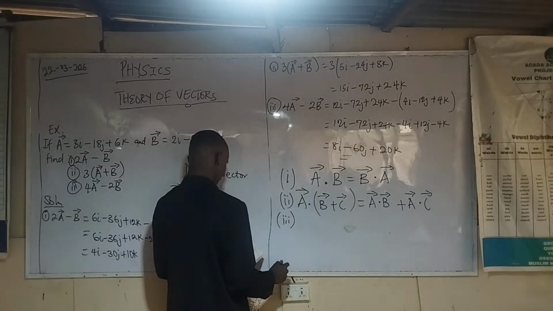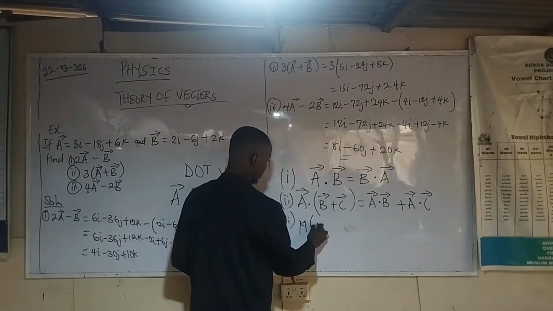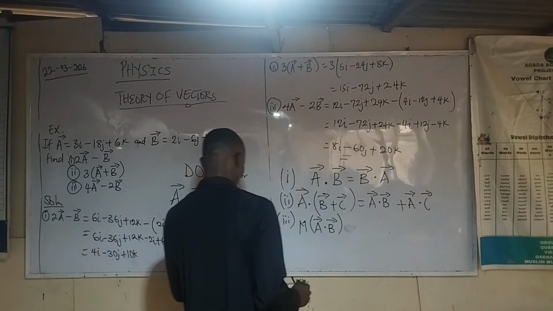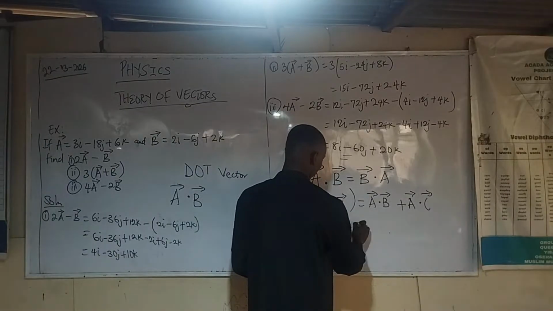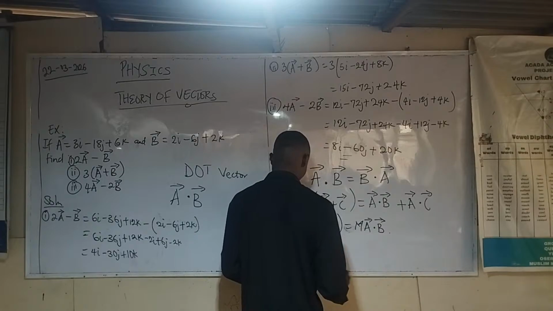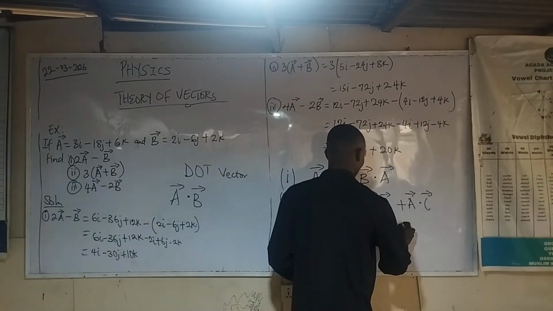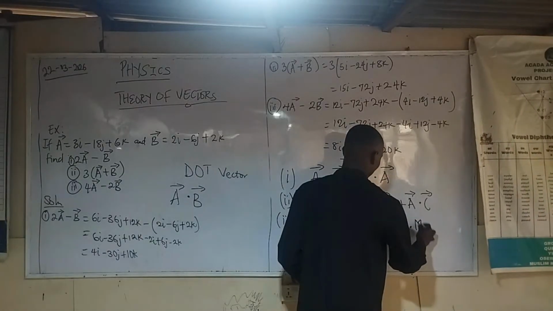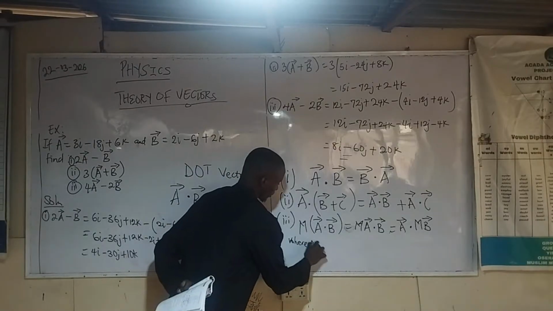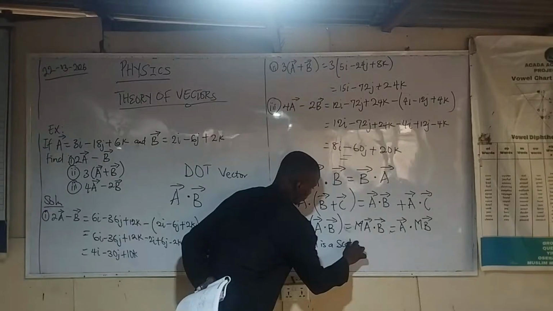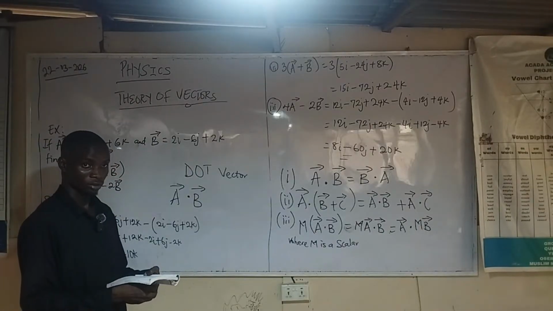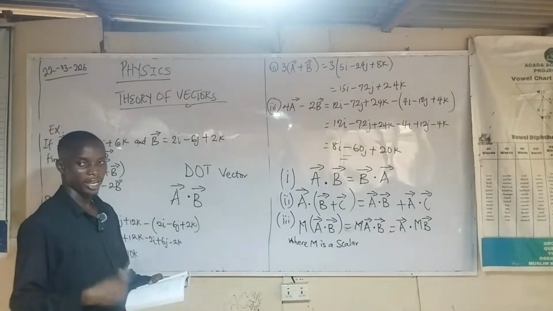Then the last one, there is more. We have M into bracket A dot B, which is the same thing as M A dot B, which is also equal to A dot M B, where M is a scalar.